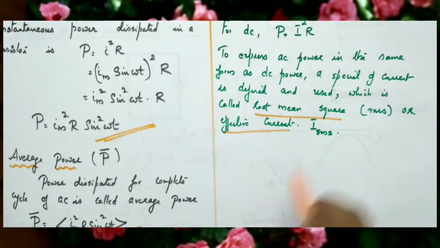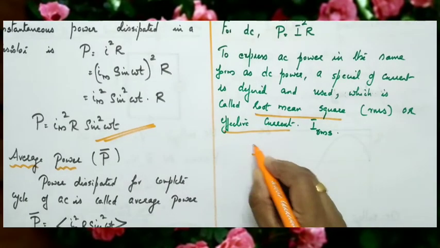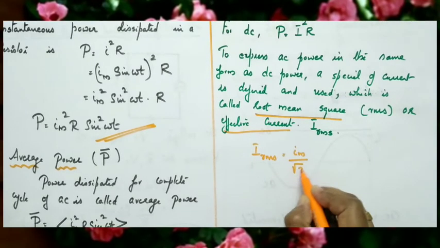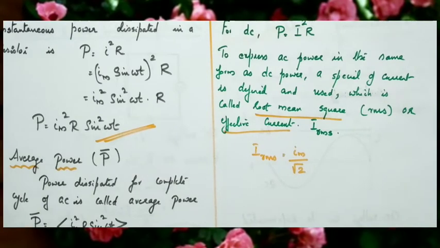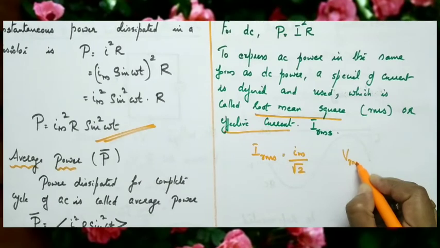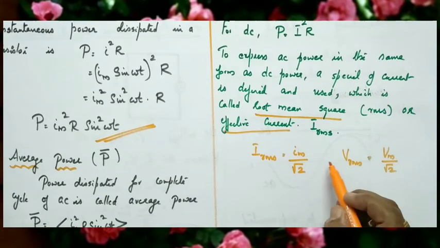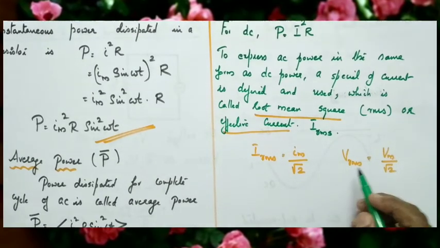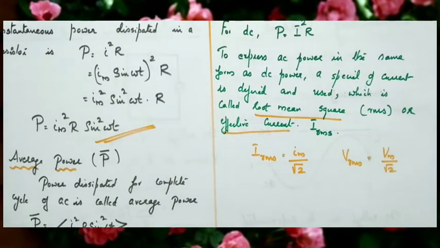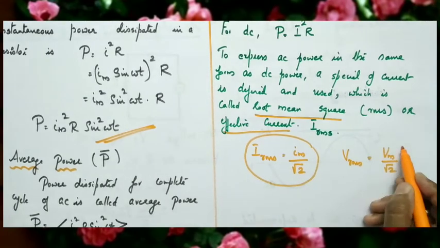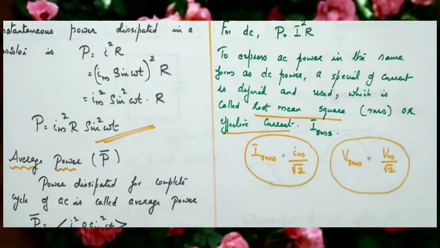It is represented as IRMS. And what is the value of IRMS? IRMS is given by Im divided by root 2. This is the formula for RMS value of current. Similarly, the RMS value of voltage is given by Vrms equal to Vm divided by root 2. So Vm and Im represent the peak value of voltage and current, and Vrms and IRMS represent the RMS value of voltage and current. So the relation between RMS value and the peak value is IRMS equal to Im by root 2 and Vrms equal to Vm divided by root 2.